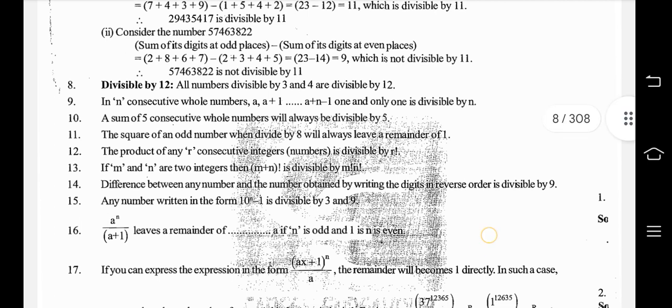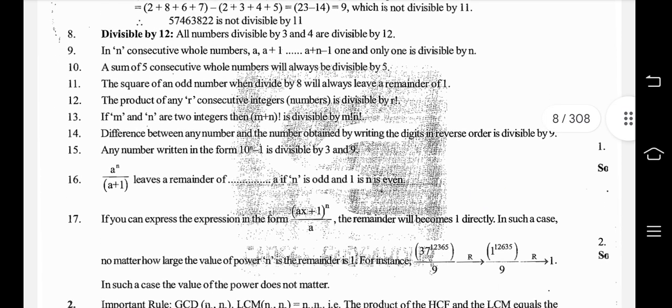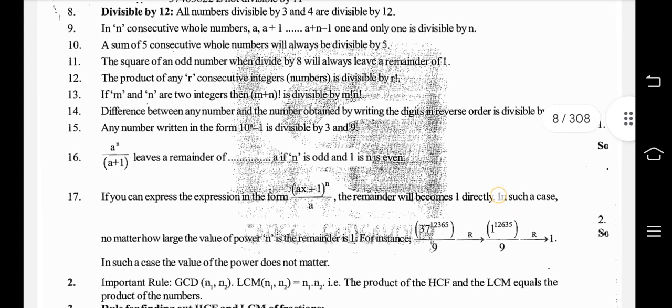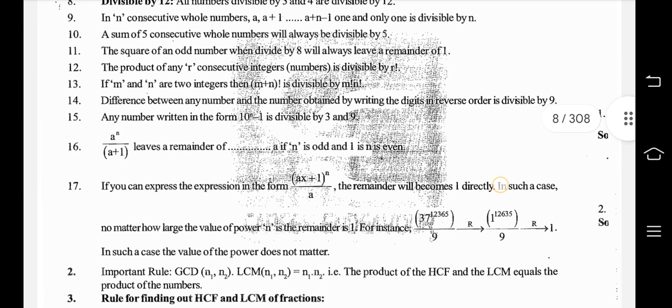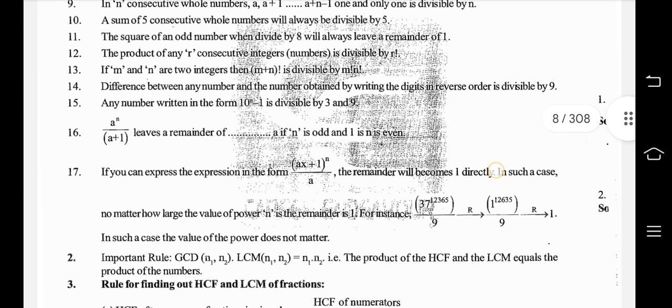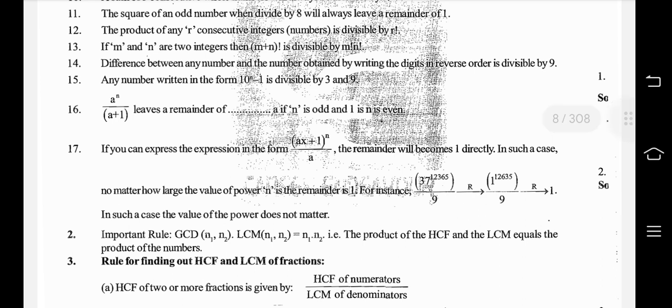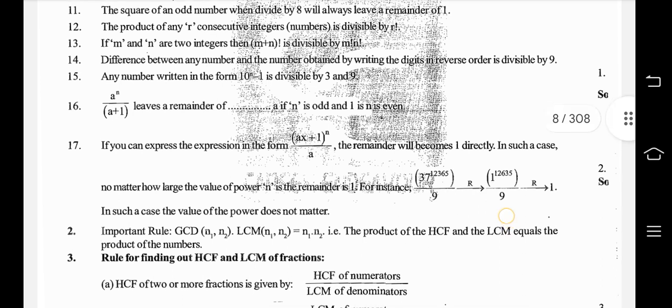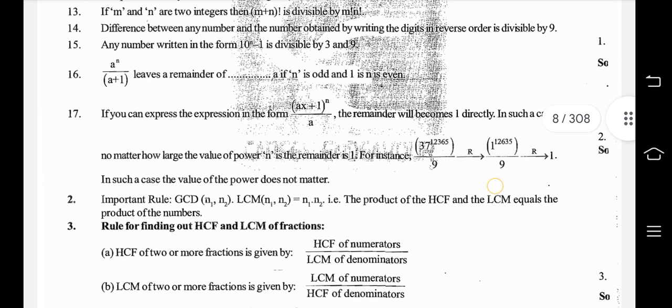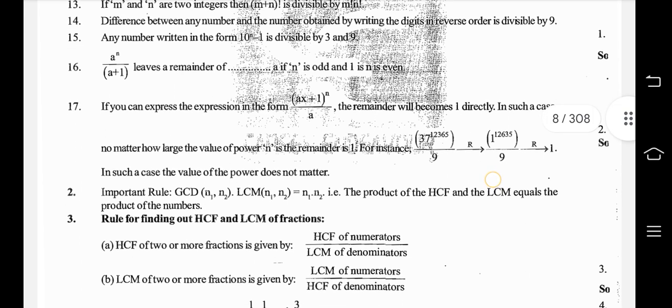The product of any r consecutive integers is divisible by r factorial. If m and n are two integers, then (m+n) factorial is divisible by m factorial times n factorial. The difference between any number and the number obtained by writing its digits in reverse order is divisible by 9. Any number written in the form 10 raised to n minus 1 is divisible by 3 and 9. a raised to n divided by a plus 1 leaves a remainder of minus a if n is odd, and 1 if n is even.